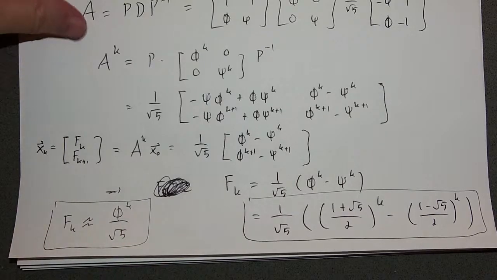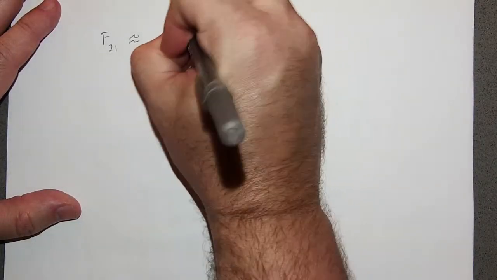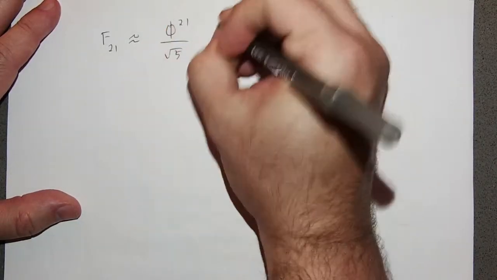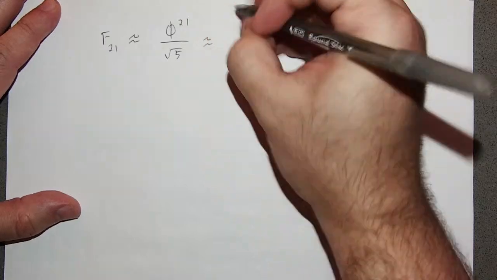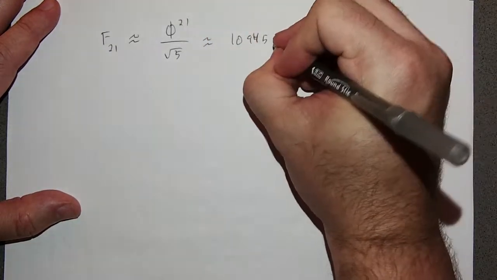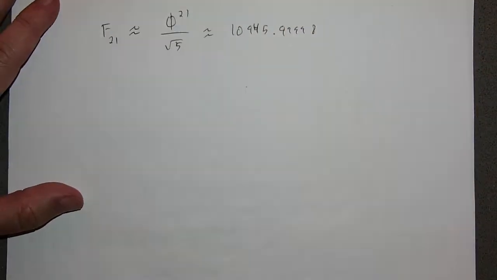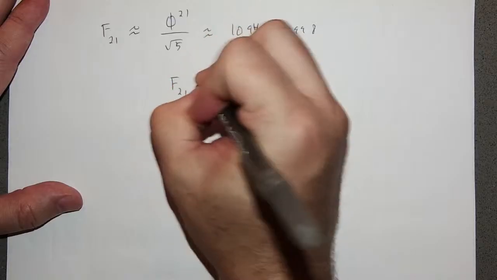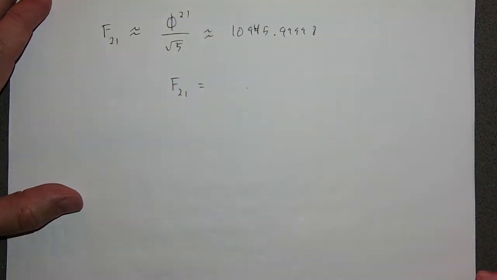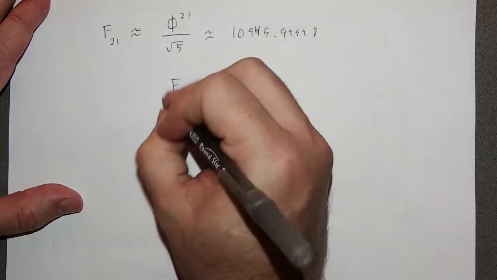So what's an example? What's the 21st Fibonacci number according to this? Well, this is approximately phi to the 21st over square root of 5, which, if you actually compute that out, is 10,945.99998. So we have a pretty good idea that the 21st Fibonacci number is 10,946, and it is.